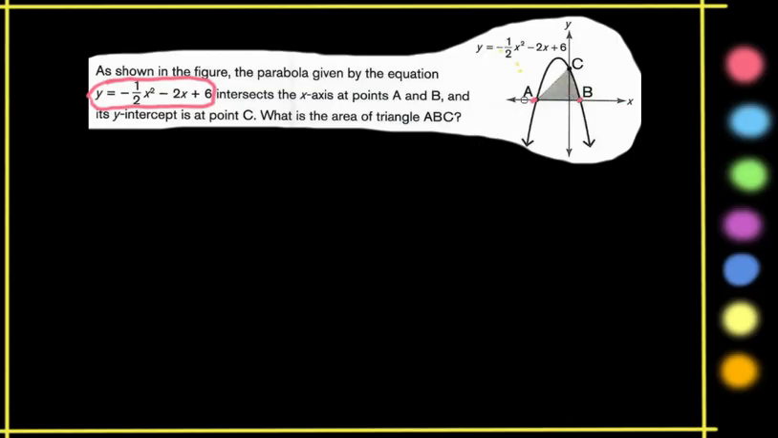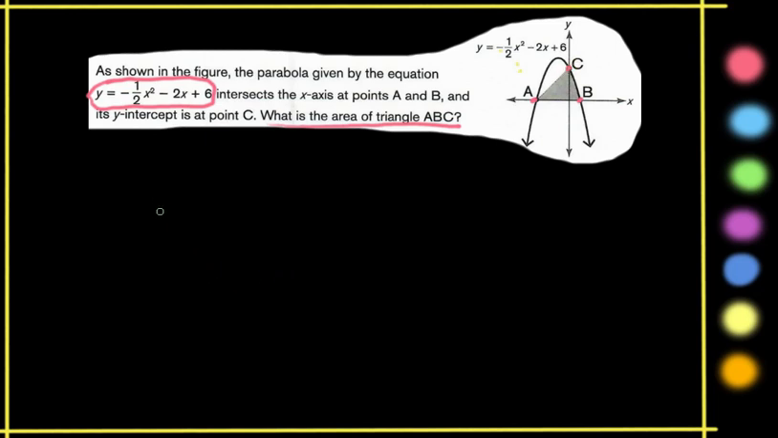And its y-intercept is at point C. And then they ask us, what is the area of triangle ABC? Okay, so first thing we need to do is find the x-coordinates at which it intersects the x-axis. And then we also need to find the point at which it intersects the y-axis.